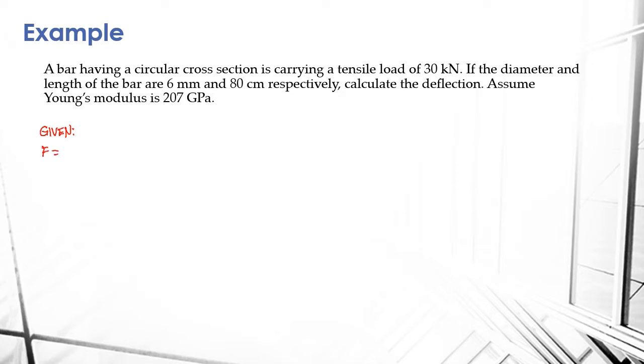F is equal to 30 kilonewton. Sunod, diameter. Diameter is equal to 6 mm or 0.006 meters, di ba? Unya, ang length, which is 80 centimeters. So, i-convert nato into meter, 0.8 meters. Unsa pa? Ang last nga gihatag is ang Young's modulus, which is 207 times 10 raised to 9 Pascal.